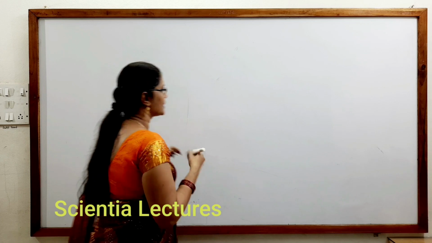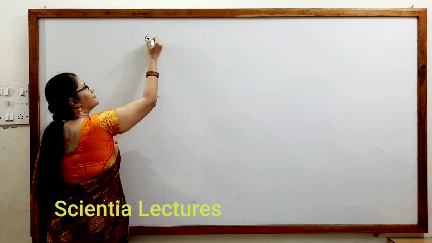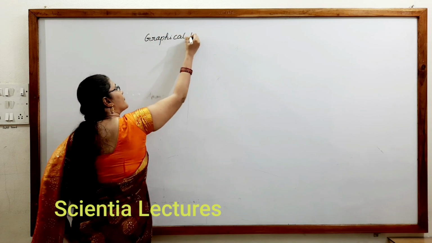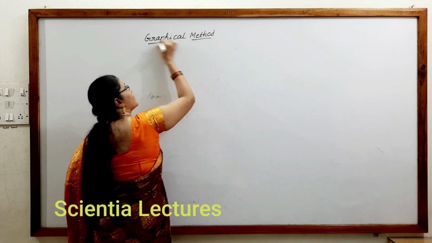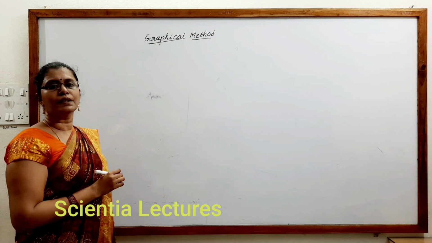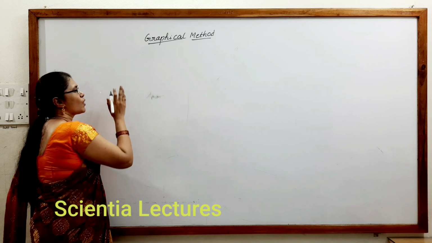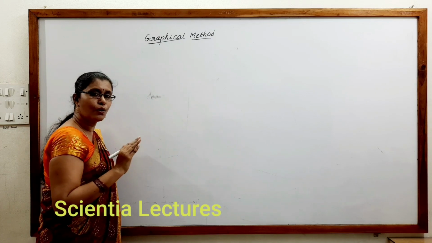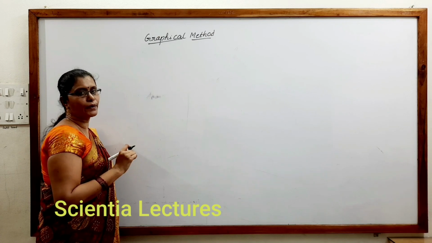Now next, let us see the graphical method to know the order of reaction. Graphical method to know the order of reaction. So basing on what is taken in the y-axis, what is taken in the x-axis, what is the slope, what is the graph we will get, we can say what is the order of reaction.